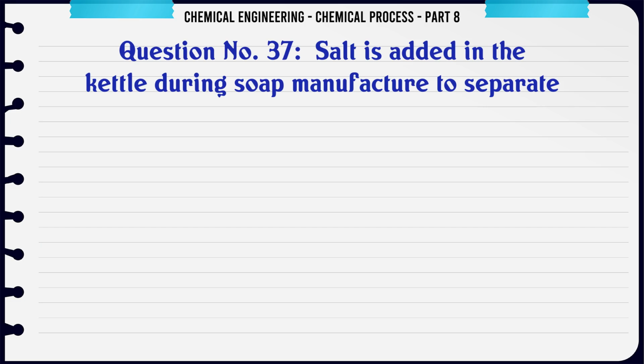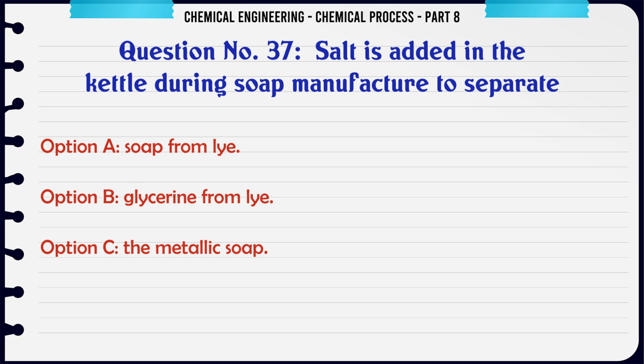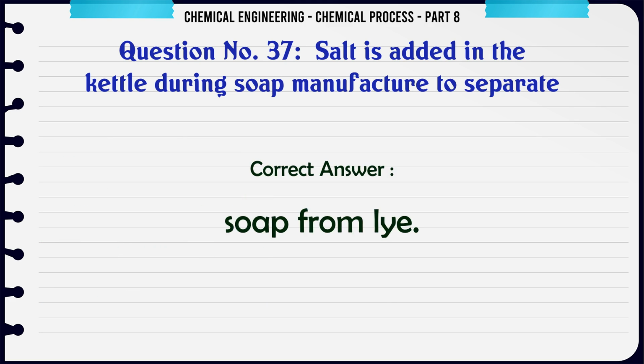Salt is added in the kettle during soap manufacture to separate A. Soap from lye, B. Glycerine from lye, C. The metallic soap, D. The unsaponified fat from soap. The correct answer is soap from lye.